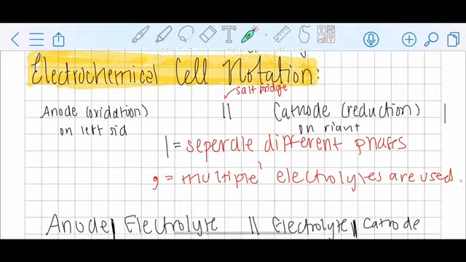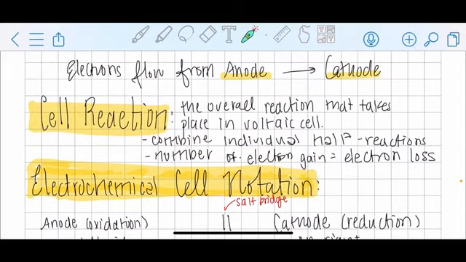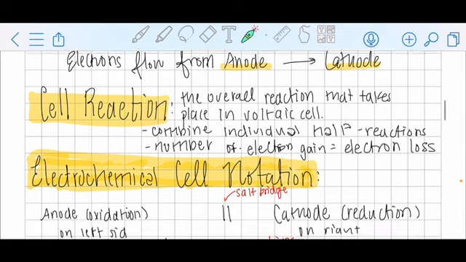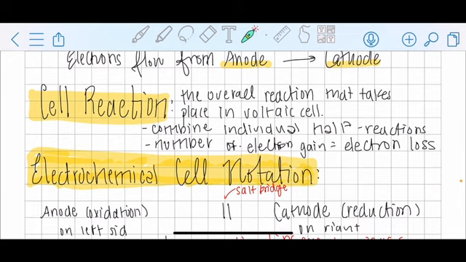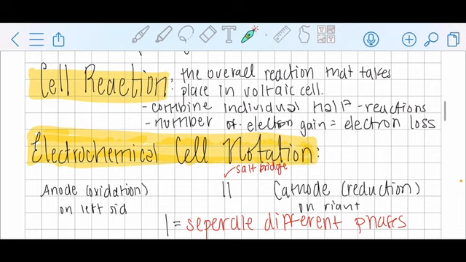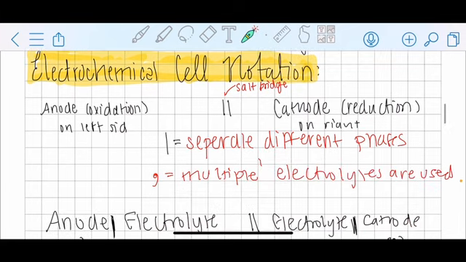The cell reaction is an overall reaction that takes place in a voltaic cell. They combine individual half-cell reactions, and the number of electrons gained should equal the number of electrons lost.